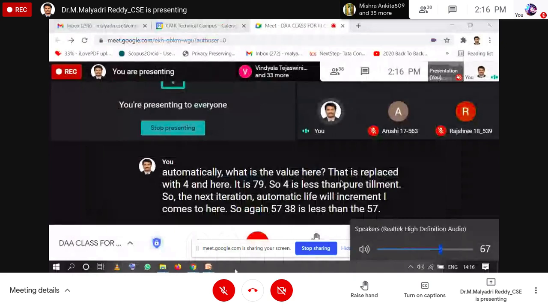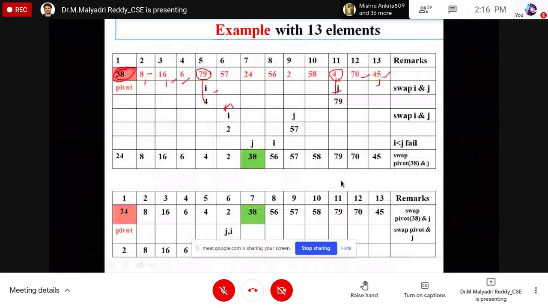So 57 is greater than 38. According to the rule here, we need to keep the smaller elements, so stop the iteration. Coming to the right side, again you need to swap these two values.